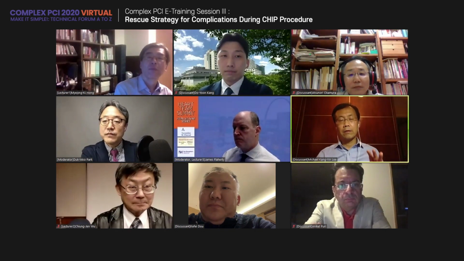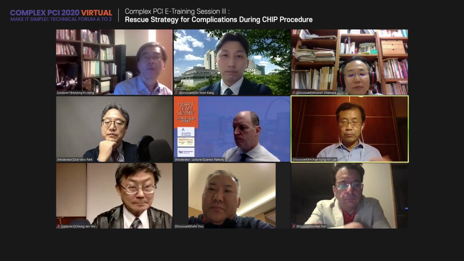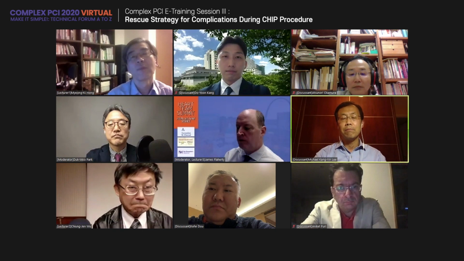I think it also depends on the clinical condition of the patient. If the patient comes in with cardiac arrest with no cardiac output at all, then we should probably put in an ECMO as soon as possible. But as in the case of Dr. Wu, there is still some sort of cardiac output, like ejection fraction 10, 15%. Then in our institution, probably we will put in an impeller first before we start the PCI procedure, because these are really the high-risk patients. And you will anticipate complications, hemodynamic compromise during the procedure. So we will probably put in impeller first.